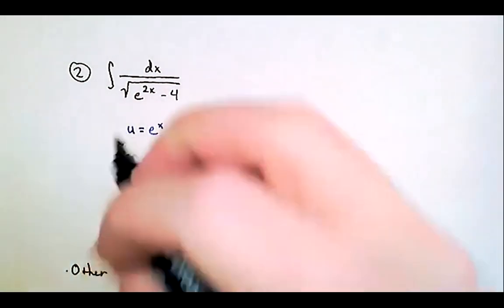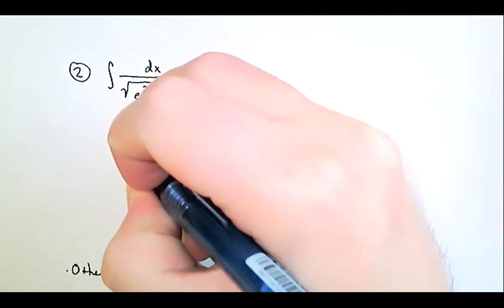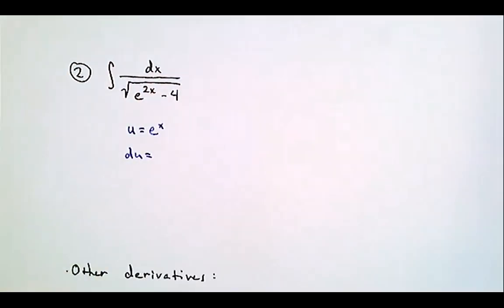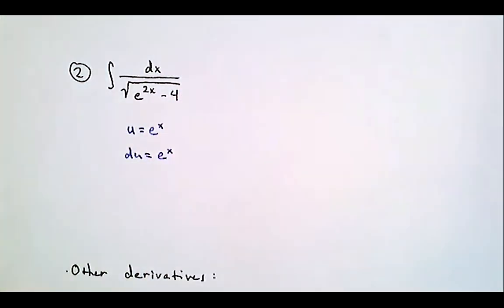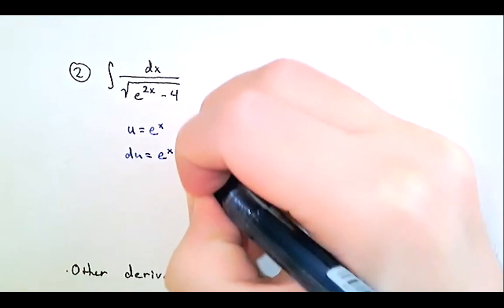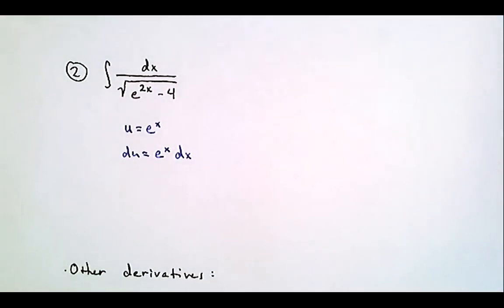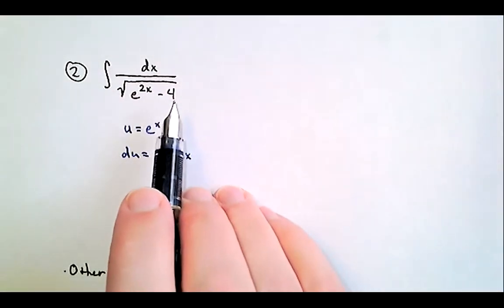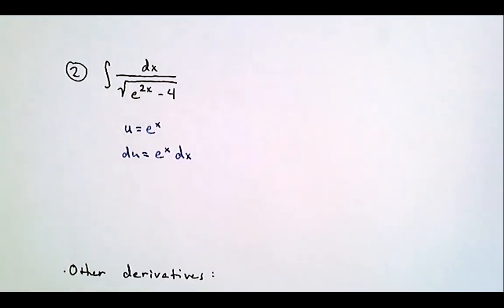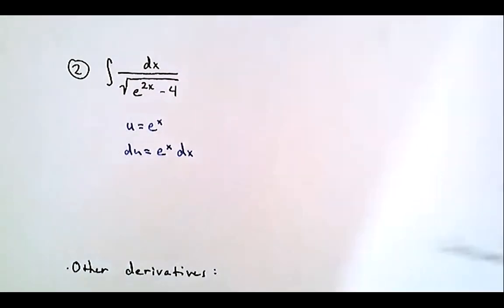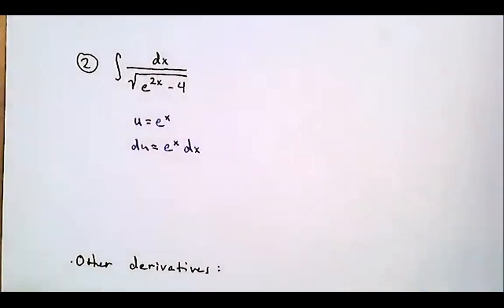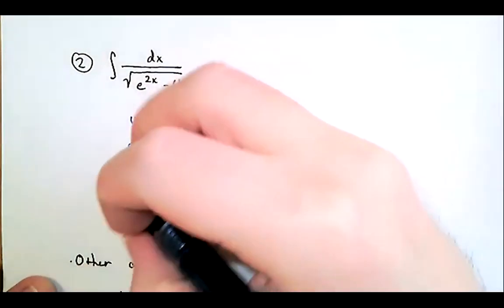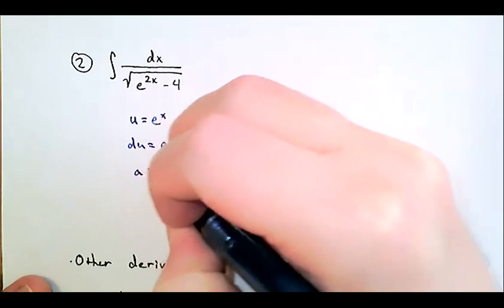So if u is e to the x, then du is going to be equal to the derivative of e to the x, which is e to the x itself, times dx. And I also want to make a substitution for the constant, just like we had an a squared in this rule. I want to go ahead and think about what a should be. And since I have a 4 here, a is going to be 2.